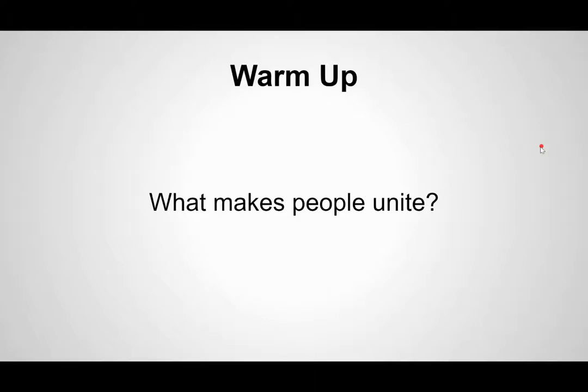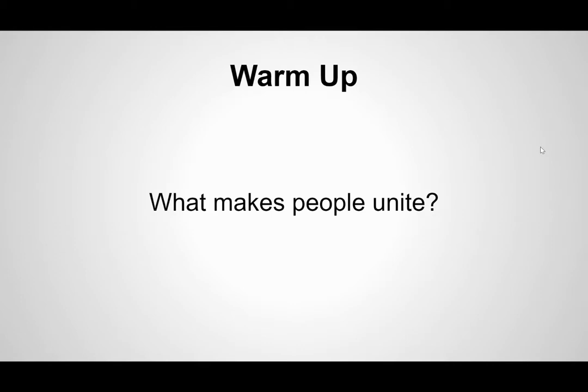So this is starting Unit 3, which is the Revolutionary Period. And so we're looking to see how the 13 colonies unite and then start the Revolutionary War against Great Britain and form the United States. So just as a warm-up question to get you thinking as we get started, think about what makes people unite.